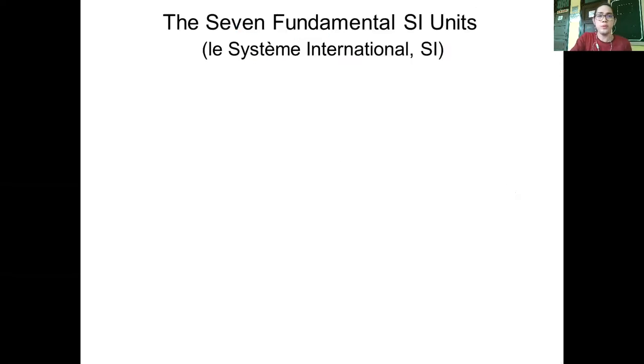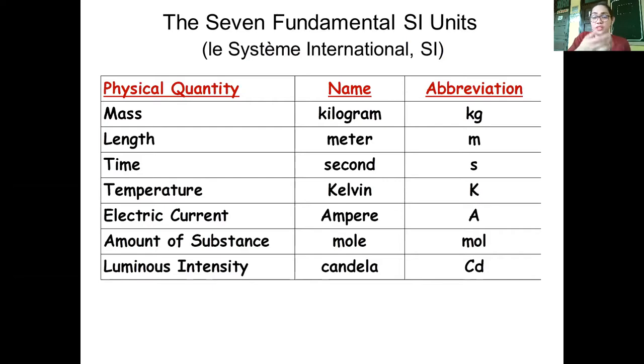So with that, the seven fundamental SI units, or Le Système International, or SI, was introduced. Here are some of the physical quantities that are projected on the screen: mass, length, time, temperature, electric current, amount of substance, and luminous intensity. Let's try to name their SI units and also learn their abbreviations.